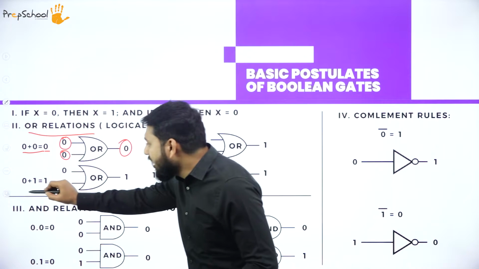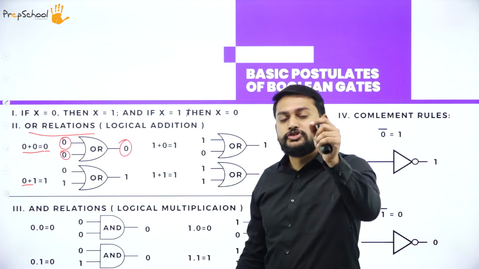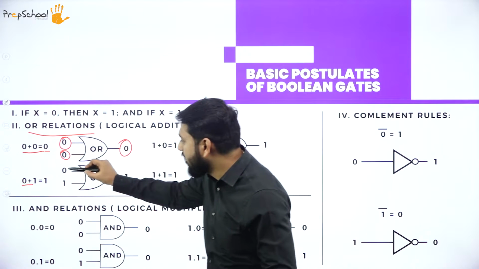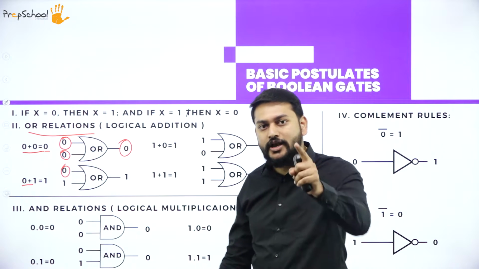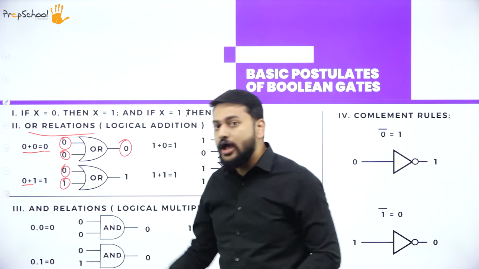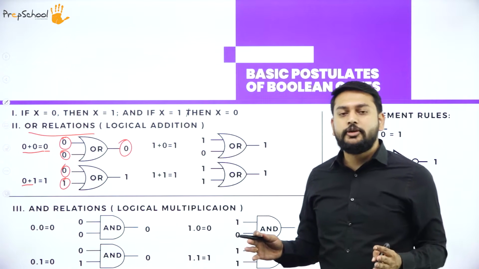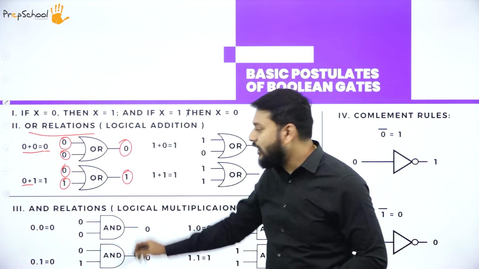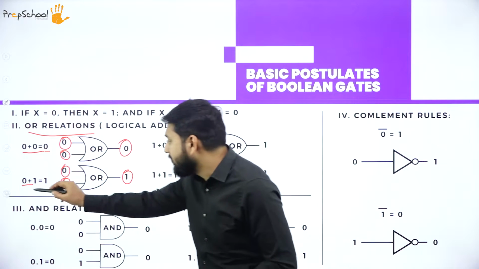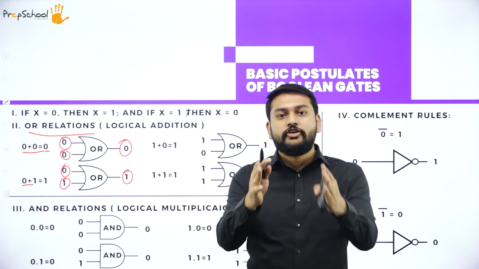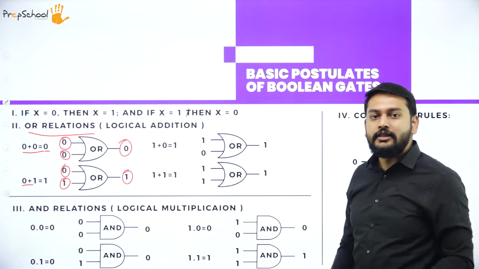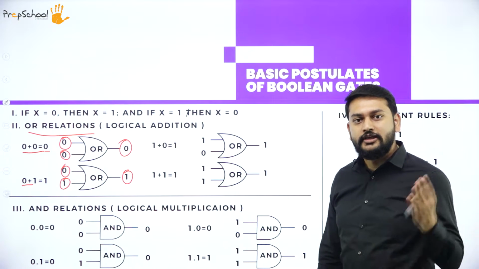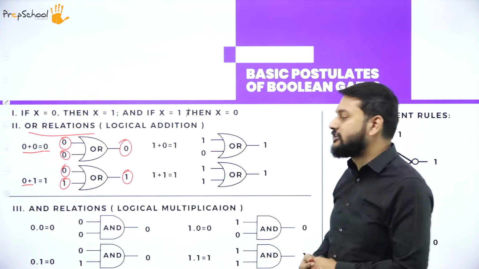The second input that I have is 0 plus 1. I'm passing 0 as one input and I'm passing 1 as another input. My output will be what? Obviously my output will be 1. Why? Because I'm performing the addition. 0 plus 1 will be 1. We have discussed that in the binary addition in the previous session, right? Yes, we have discussed that.